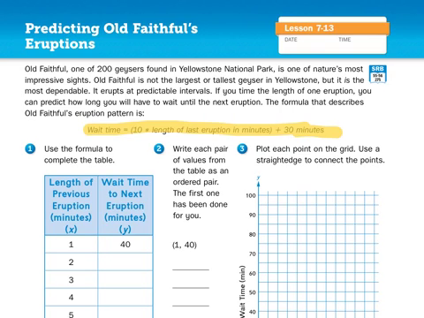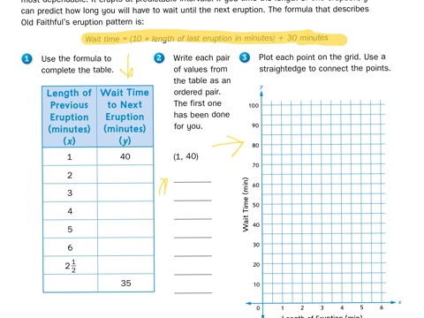And this formula says the wait time is equal to 10 times the length of the last eruption in minutes plus 30 minutes. So we're going to use this table down here to figure that out, and then we're going to do what we did in previous lessons. We're going to come up with some ordered pairs over here. And then finally what we're going to do is we're going to graph it in this final little section here. So let's go ahead and let's fill out this table first.